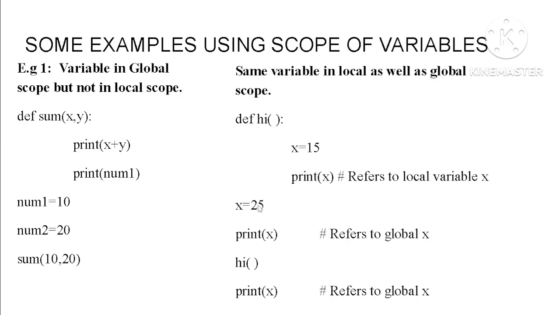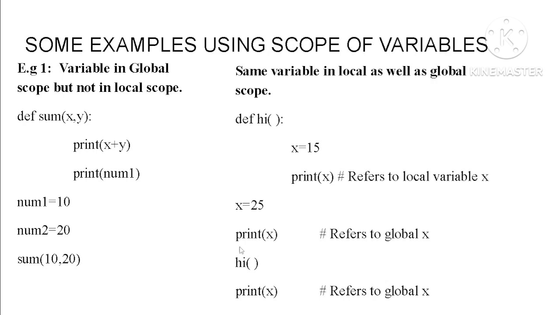First, x is assigned 25. Print x means 25 will get printed. Then high is called, the high function is executed. X is assigned 15, that is a different x value. Print x, which means 15 will get printed. Now the function gets over, and we come back to the main program. Again I am printing x. But this x refers to what? The global value. Why? Because local values cannot be used outside the function. So the output of this program will be 25, 15, 25.